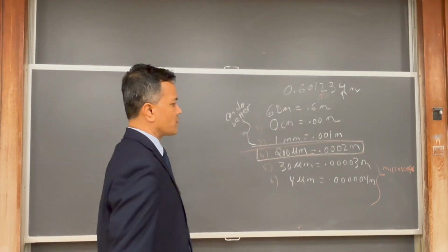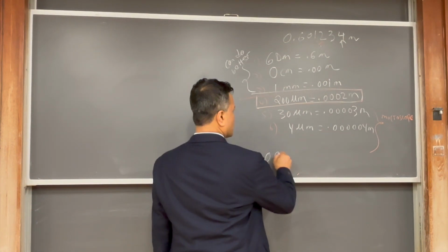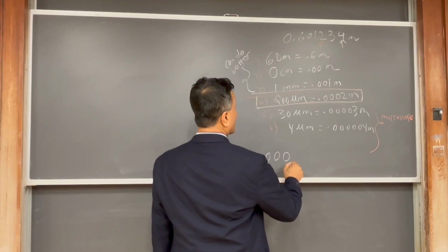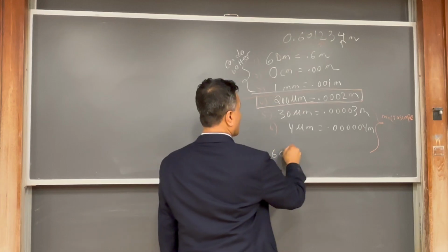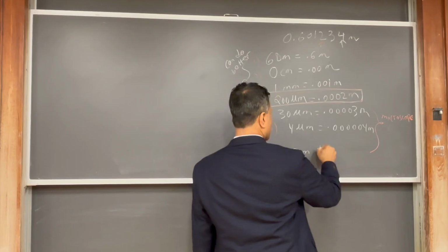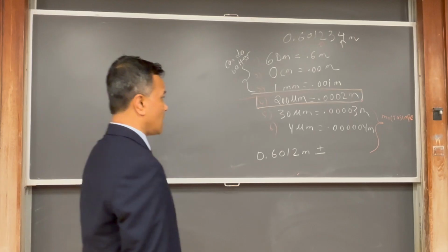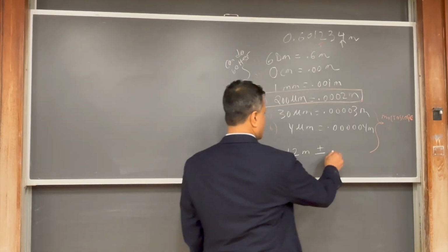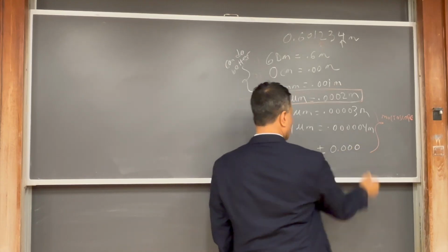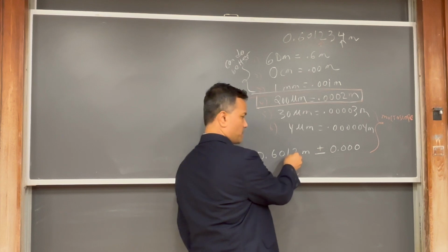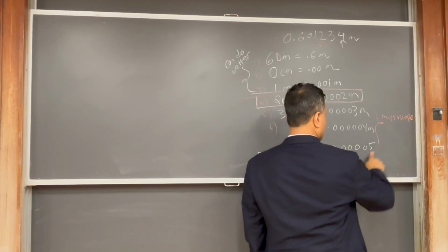So how can we write this? We can write this as 0.000. Oh, no, we're going to write this as 0.6012 meter plus minus. Okay, then we have to write the uncertainty. The uncertainty is 0.00001 divided by 2, so 0.000005 meters.